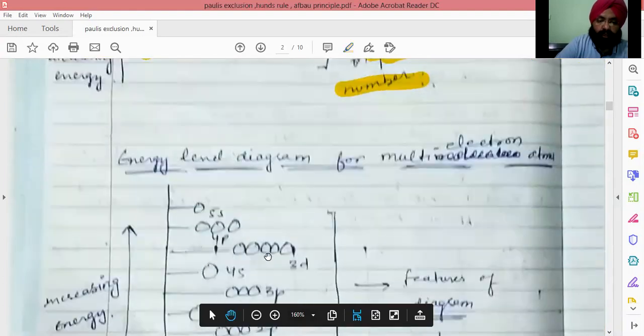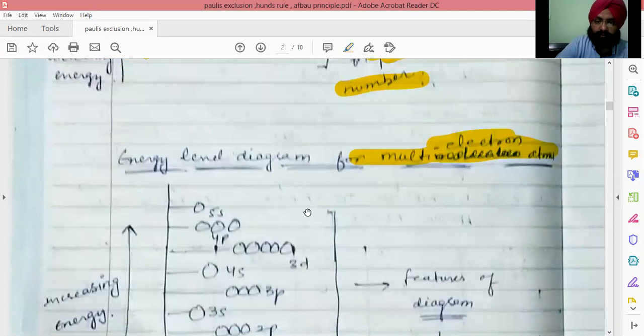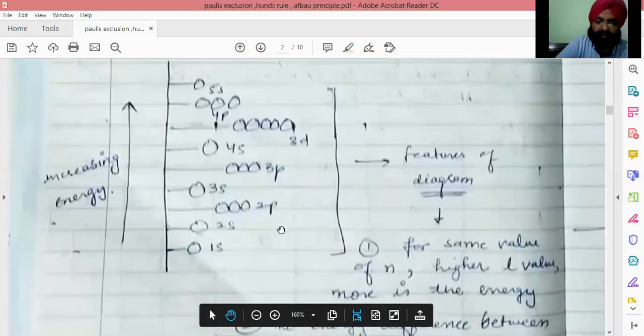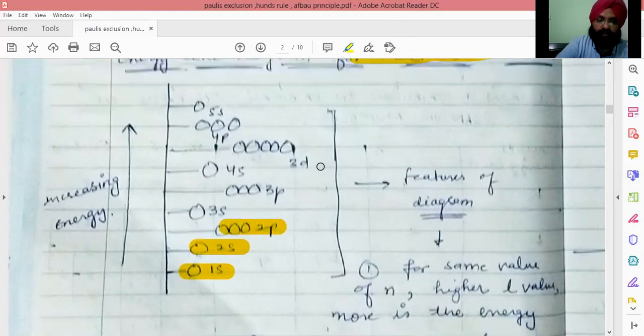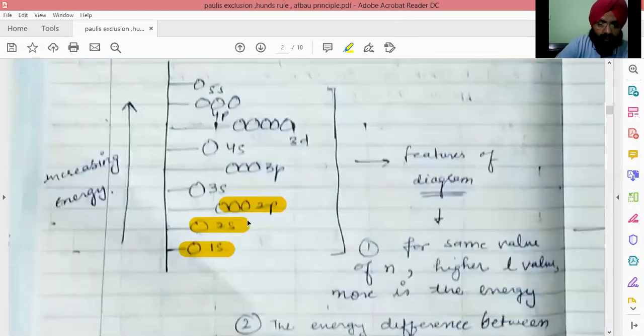Now, in the case of multi-electron atoms, this picture slightly differs. In that case, the 1s has lower energy, then 2s, then 2p, which has slightly more energy. Whereas in the case of hydrogen they have the same energy, here in multi-electron atoms the 2s and 2p have a slight difference in their energy. Then 3s has more energy, then 3p, then 4s.